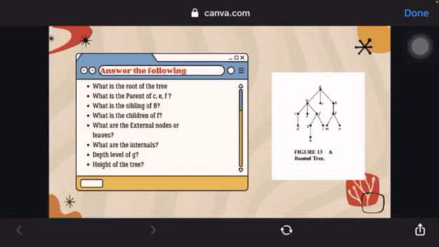Depth level of G. So the depth level of A is 1, depth level of B is 2, depth level of F is 3, and the depth level of G is 4. Height of the tree. So we should count how high, or what is the length of the tree. So 1, 2, 3, 4, 5. So the height of the tree is 5. So that will be all. Thank you.